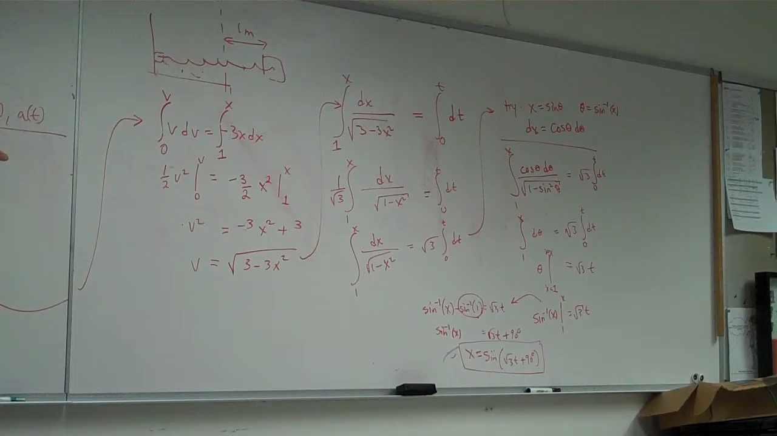I've now got position as a function of time. Would it be difficult to get velocity as a function of time? Just take the derivative of that. Take the derivative. Would it be hard to get acceleration as a function of time? No. Okay, I've got 7 minutes.